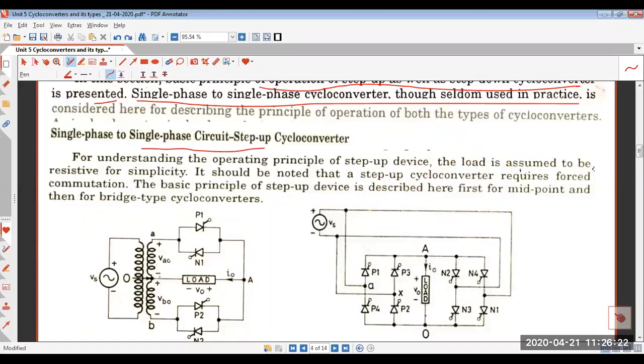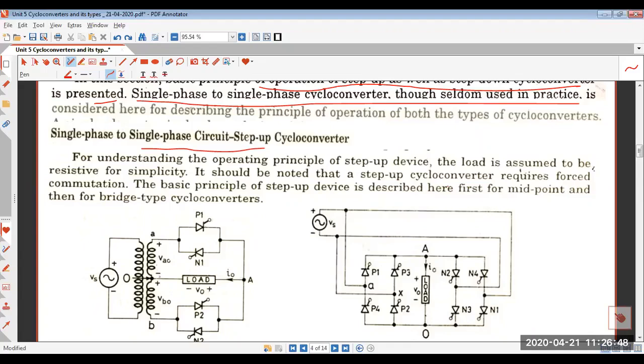Also, there are groups of SCRs basically. All the SCRs which are connected in the cycloconverter circuitry are divided into two groups, a positive group and a negative group, right? So one or two SCRs from the positive group or one or two SCRs from the negative group are made to conduct.